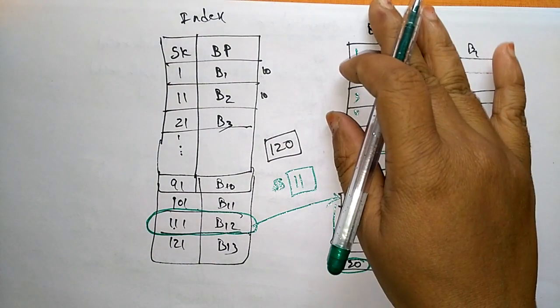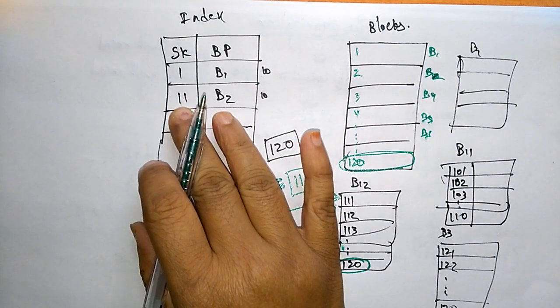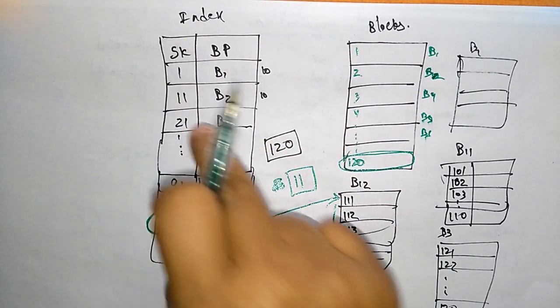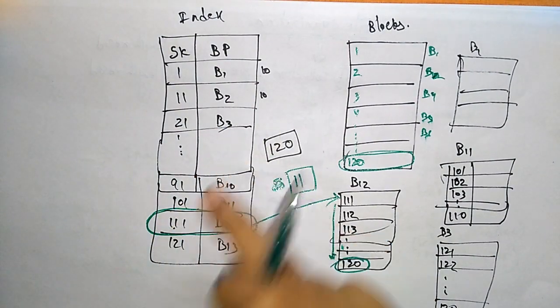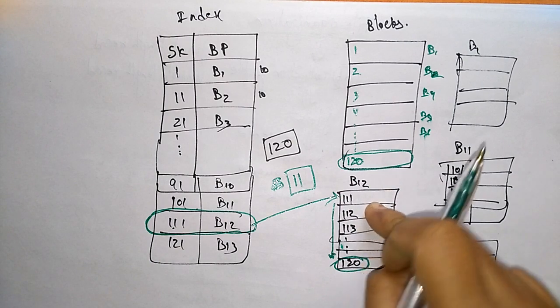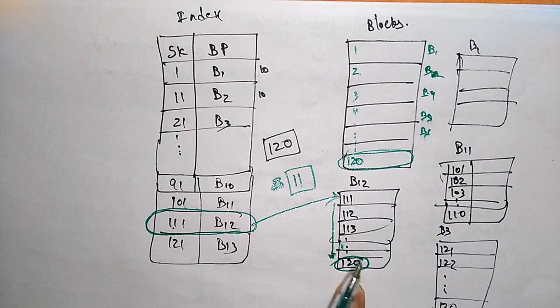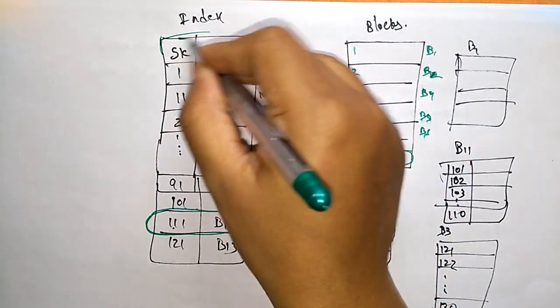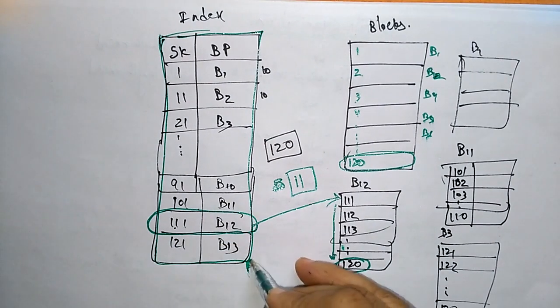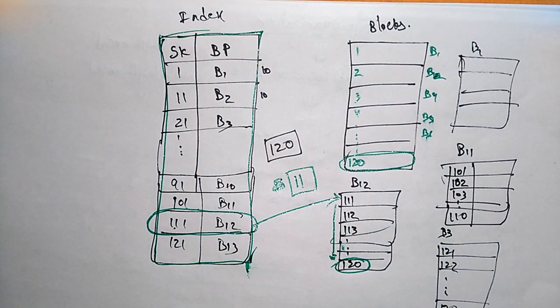So this is the normal procedure. If you use the index, with the help of the search key and the block pointer, it goes directly to that particular block, and in this block it goes directly to that particular record. Okay, so this is the use of an index, which helps to minimize the searching points. Okay, thank you.